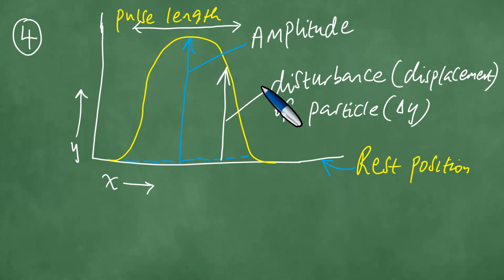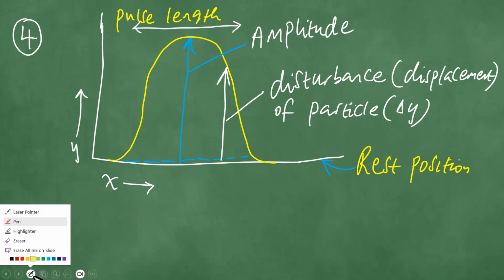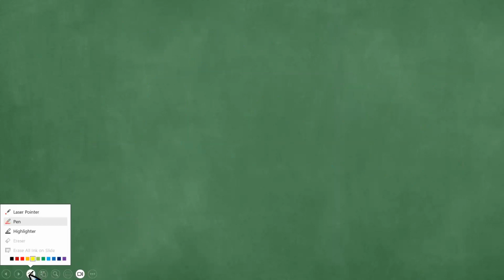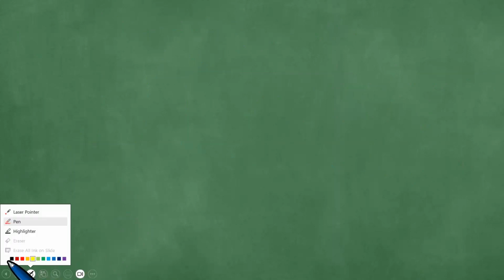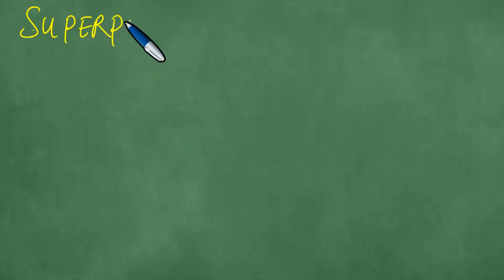So now, there's something we call superposition of pulses. The next thing we're going to discuss now is called the superposition of pulses.